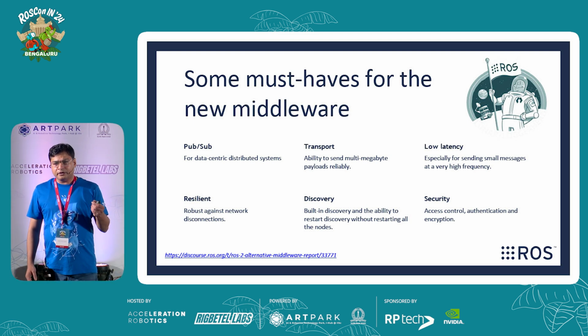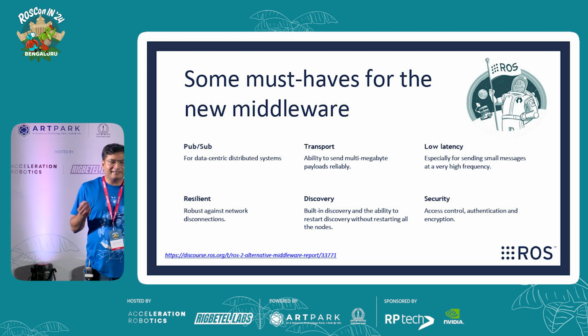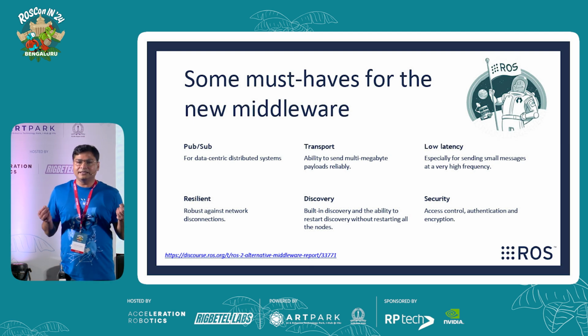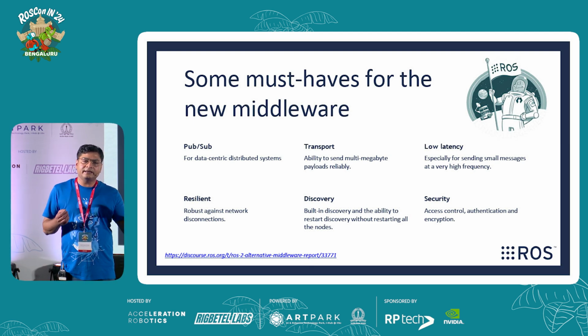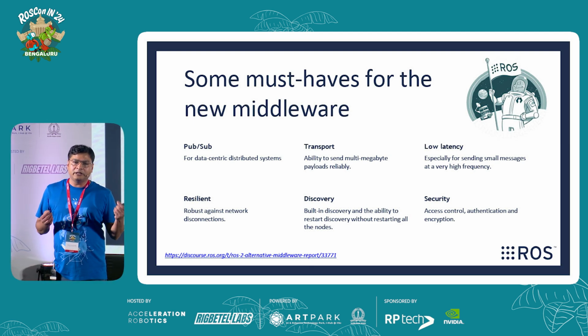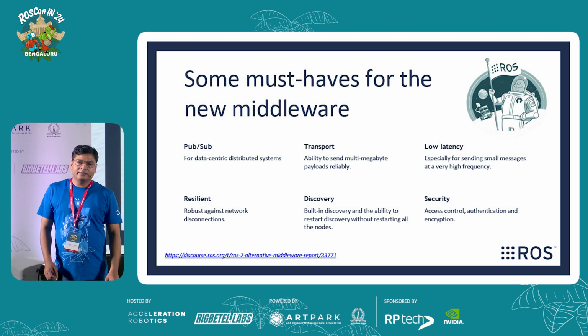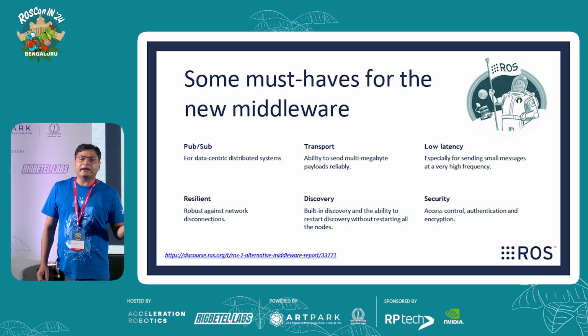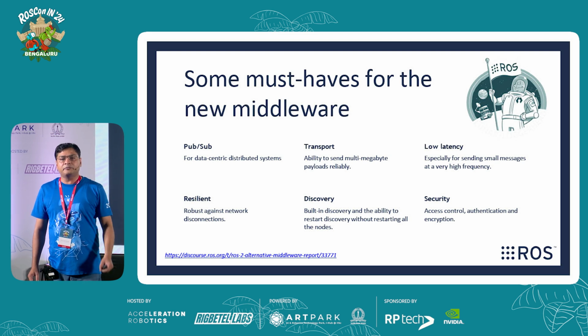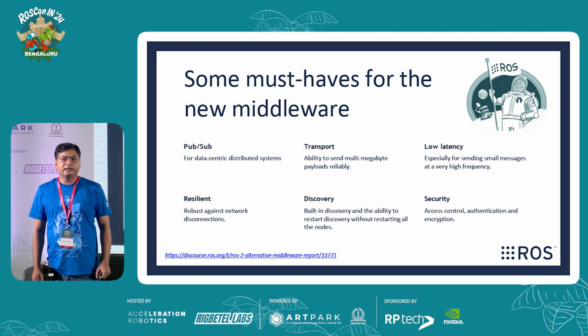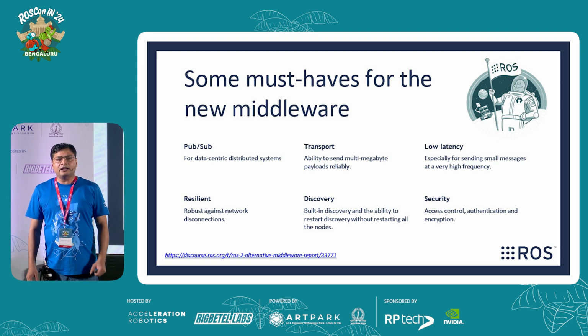But when you come to wireless communication, your beauty becomes hell, because DDS relies on pub-sub communication, and it uses UDP multicast for the discovery. So when you have lossy networks, or a lot of packet loss, and wireless communication has a lot of packet losses, it creates a lot of problems.